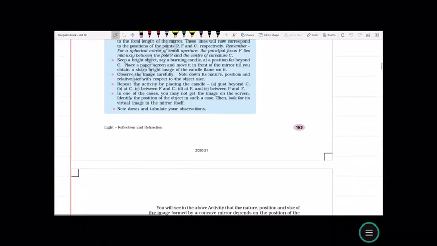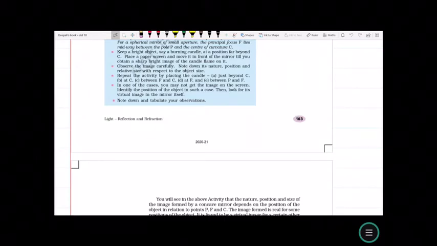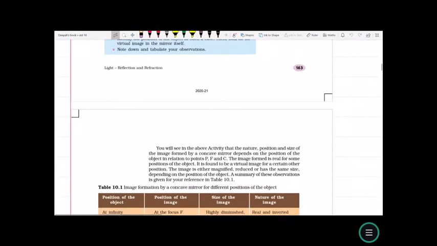Repeat the activity by placing the candle just beyond C, at C, between F and C, at F, and between P and F. In one of the cases, you may not get the image on the screen. Identify the position of the object in this case. Then look at the virtual image in the mirror itself. Note down and tabulate your observations.